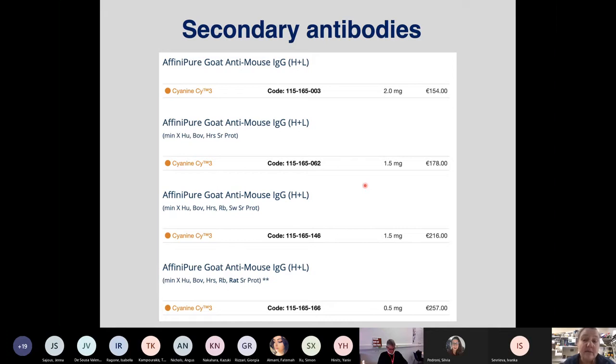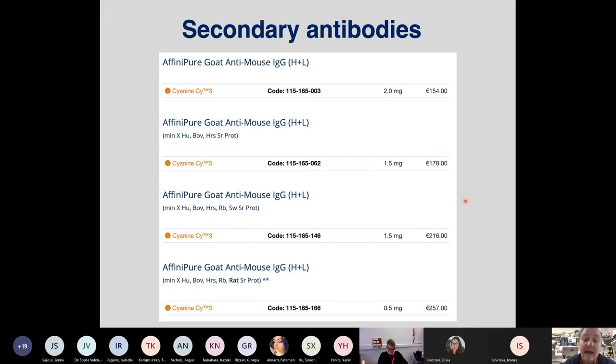Sometimes you can also come up with misleading conclusions because you're saving money, or somebody else wants to save your money. So for the last 20 years, I have always used the third from the top antibody when I ordered a secondary anti-mouse that was Cy3 conjugated. So this is the code number, this is the price, and it has made everybody very happy.